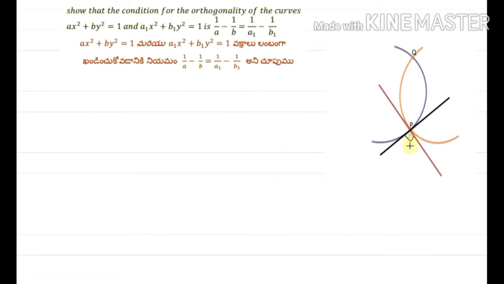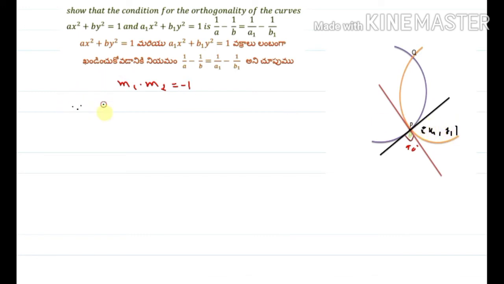So since theta is equal to 90 degrees, we can use the relation m1 into m2 is equal to minus 1. The point is not given here. I am taking this P as (x1, y1).